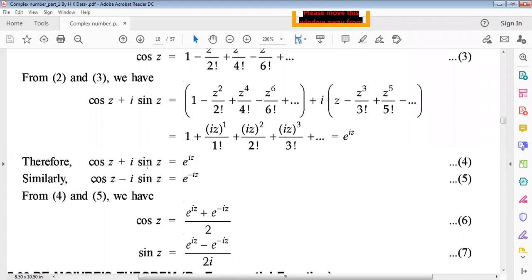So we have proved cos z plus i sin z equals e to the power iz. Cos z minus i sin z will be e to the power minus iz. This is the conjugate complex number of the polar form. So this is equation number 4 and 5.